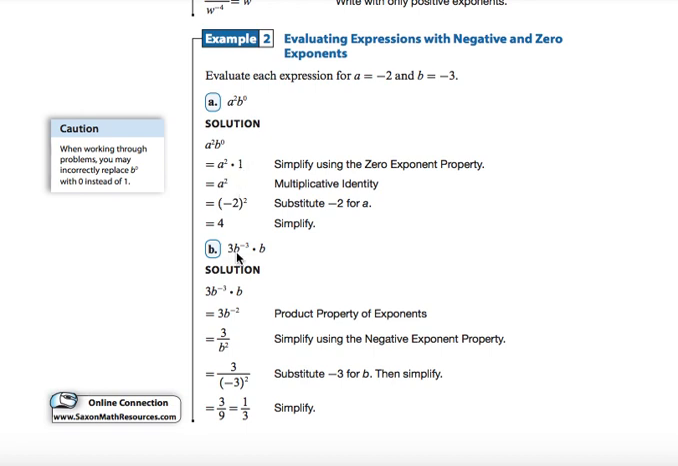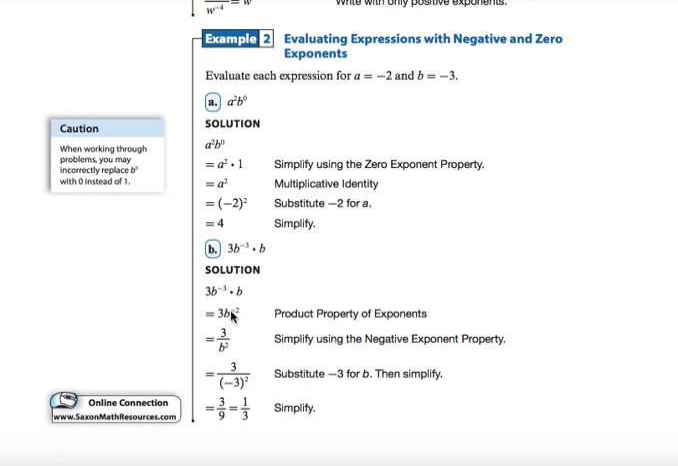In letter B, you've got 3b to the negative third times b. What you're going to do here first is put these items together in terms of your product property of exponents. You've got b to the negative third, and this is b to the first power. Even though it's not written here, you could say that it's to the first power. So you'd have negative 3 and positive 1. That turns into negative 2.